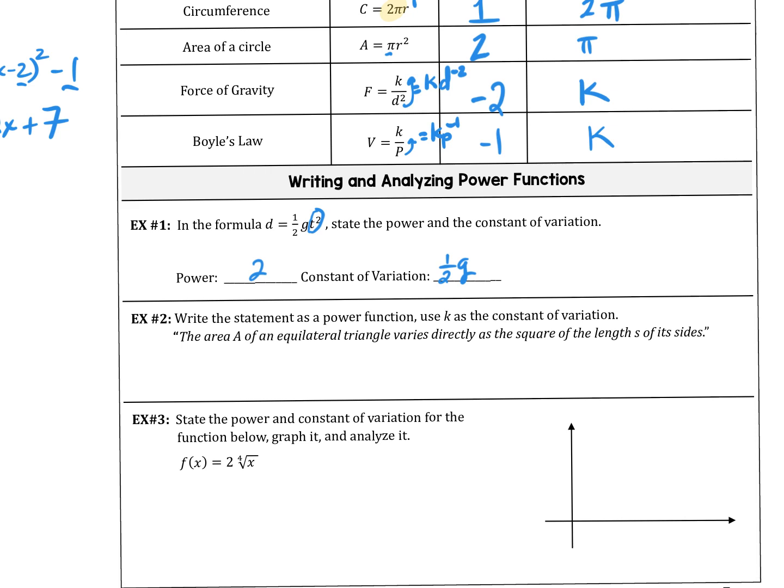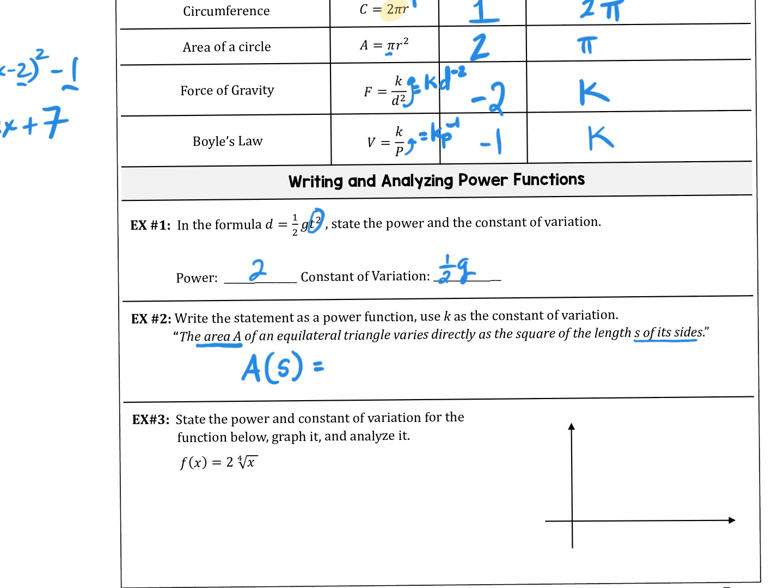Okay, it says write the statement as a power function. Use k as the constant of variation. The area of an equilateral triangle varies directly as the square of the lengths of its sides. So what are we solving for? How would I write this formula? What are we solving for here? So we do A of what are we looking at? Sides, right? So A of S, do you see where that came from?